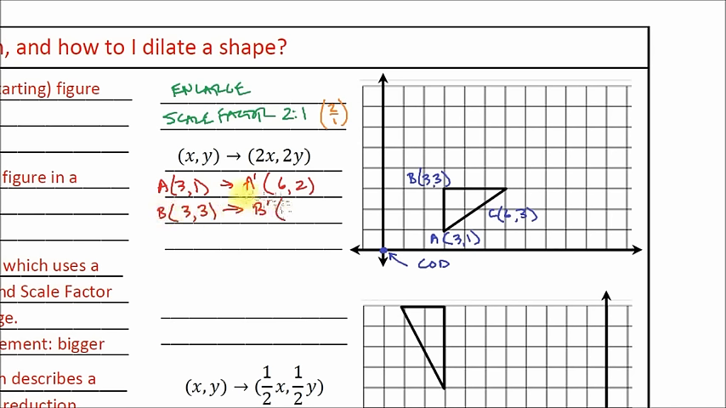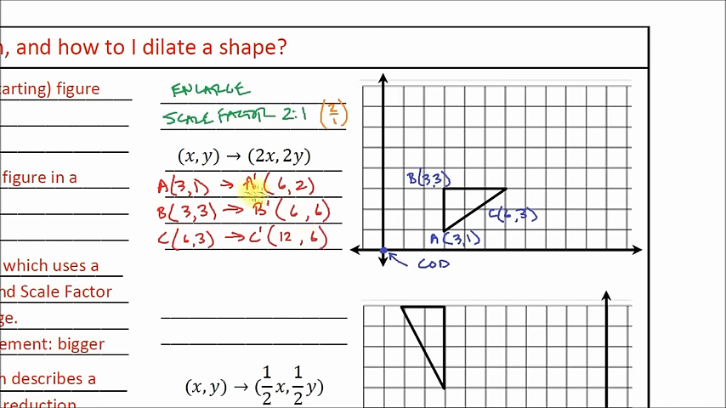That's going to become B prime. Let's look at our transformation notation. Multiply 3 times 2 is 6. Multiply our Y value: 3 times 2 is also 6. And then our C value started off as (6, 3). That means C prime is going to be 6 times 2, which is 12, and 3 times 2, which is 6. So running our original 3 points through our transformation notation with a scale factor of 2 gave us these 3 new coordinates. Let's go ahead and plot those.